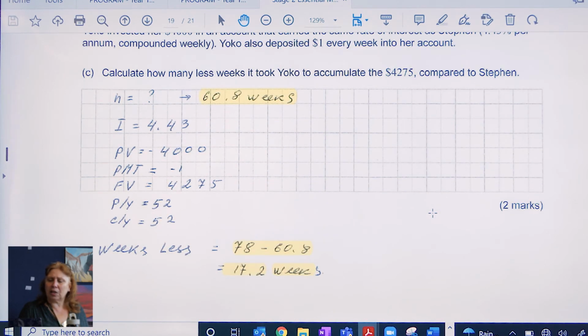Okay, this question: calculate how many less weeks. So they want how many less weeks. That means they need to calculate N, and this is their second mark. Like how many less? Take away 78 minus that 60.8. So that's what we are looking for, not just calculate how many weeks it will take, it's mentioned how many less weeks. 2 marks allocated there.